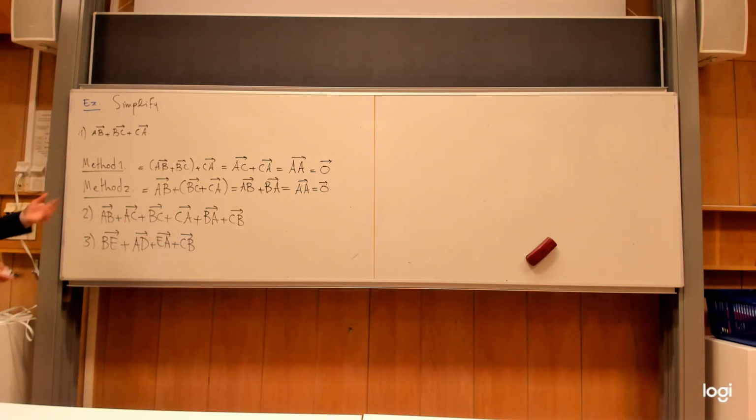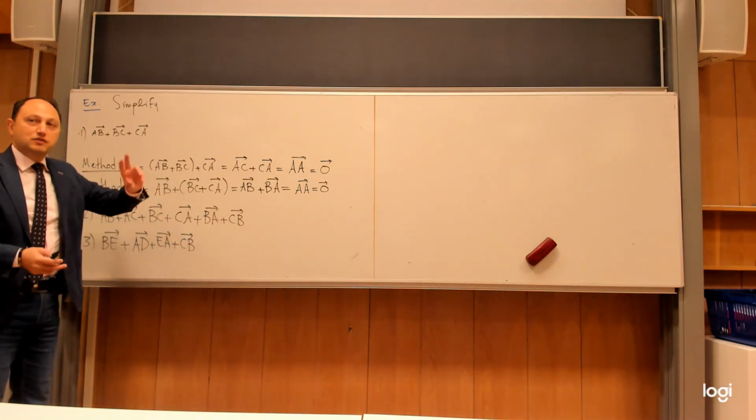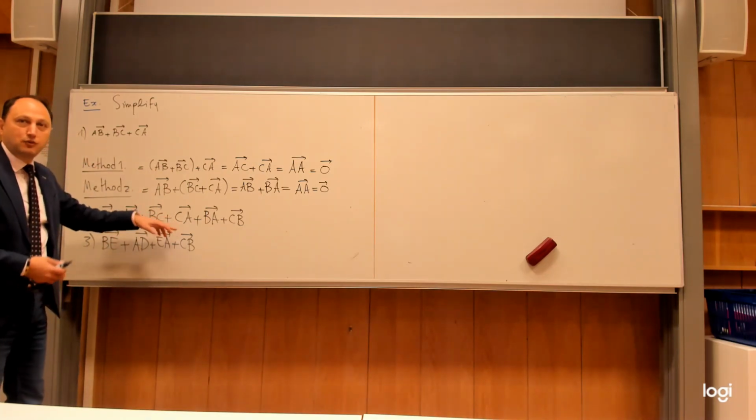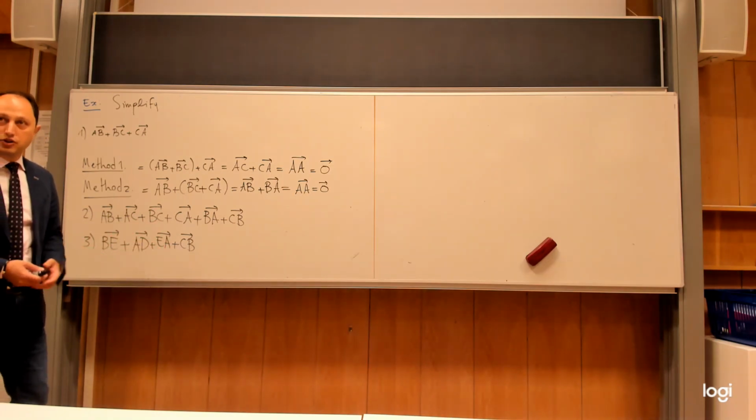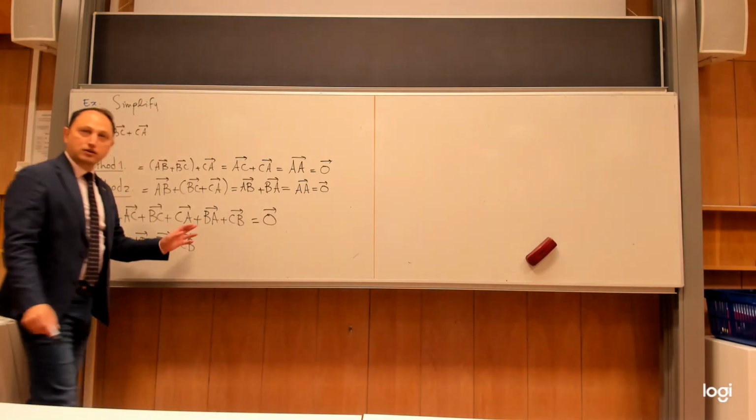Okay, so now I can take AB and put it next to BA because of several uses of commutativity and associativity. I can put AC next to CA for the same reason, and BC and CB. All of them become 0, so 0 plus 0 plus 0 is 0. The zero vector. Is that understandable?